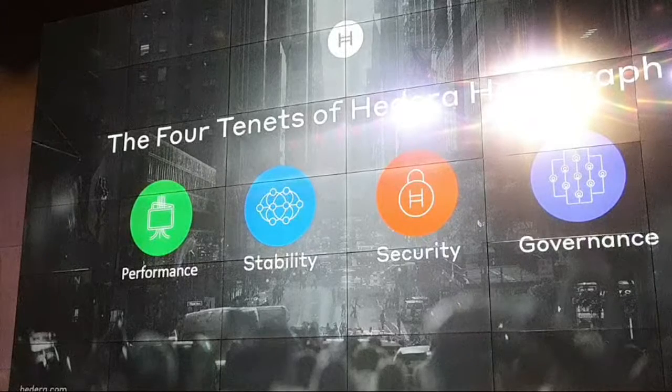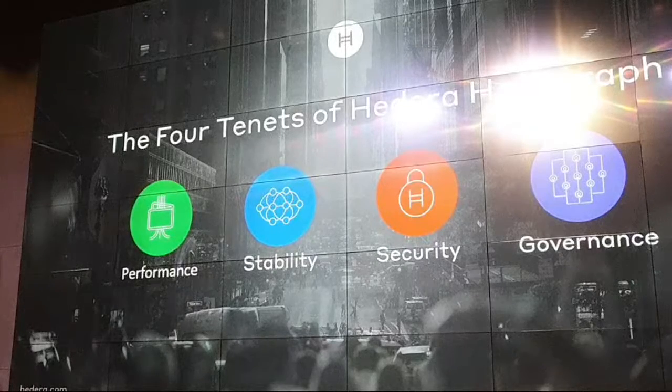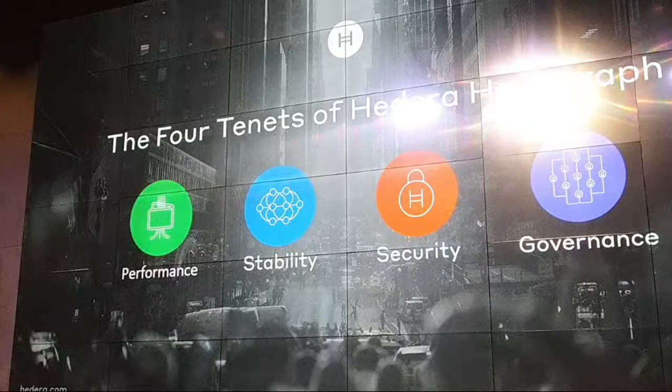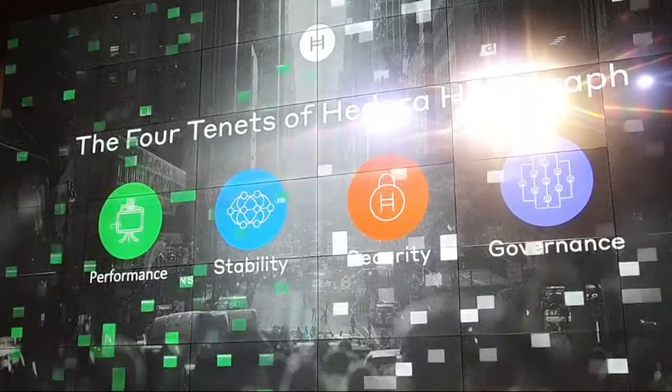For mainstream adoption, we are of the opinion that four crucial aspects need to be met by Hedera Hashgraph for its users: performance, stability, security, and governance. Let's briefly look at this.